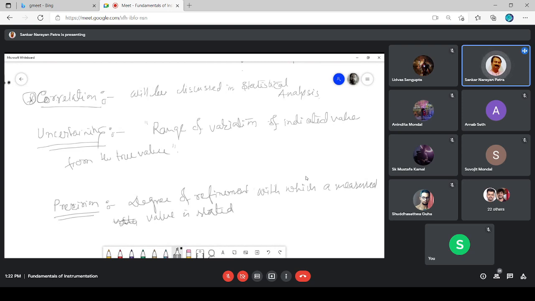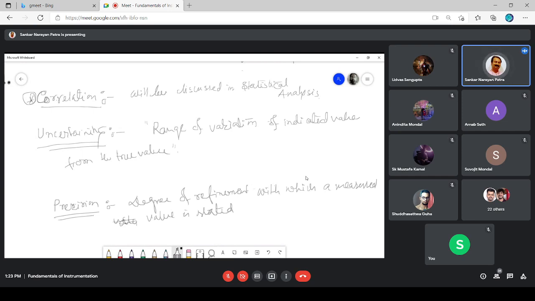It's a degree of closeness of the measure value to the true value, and in that case, precision is called degree of repeatability. Repeatability of the measure value to the close value. It's also related a little bit with accuracy, but there is a certain difference between accuracy and precision. How do they differ?